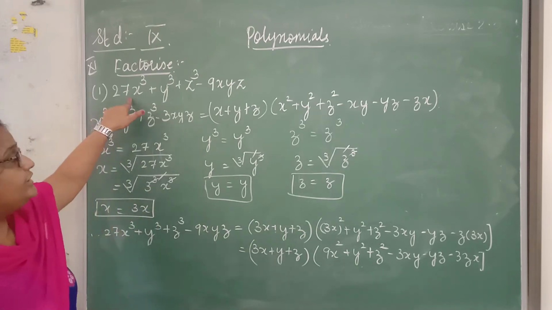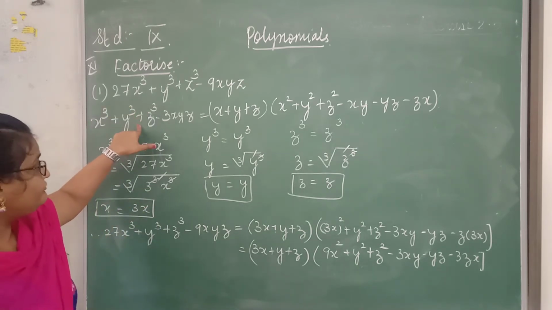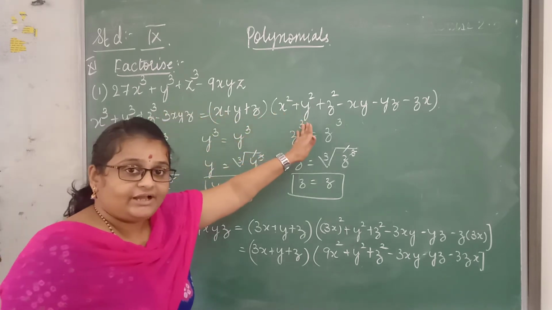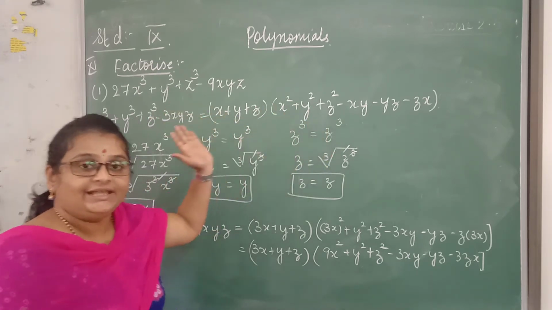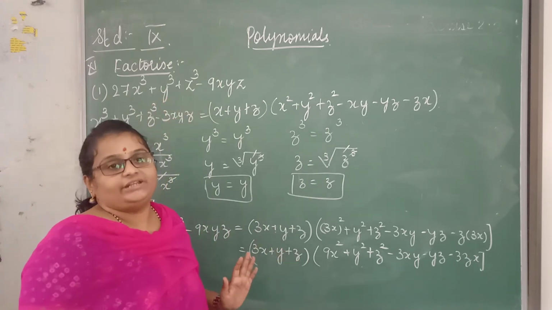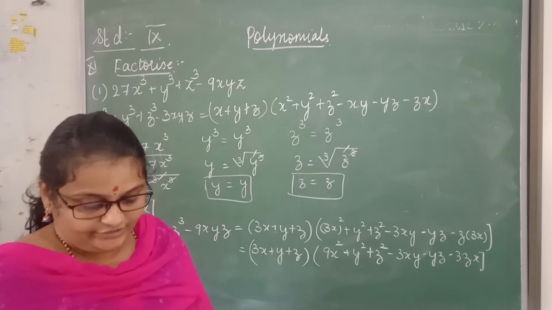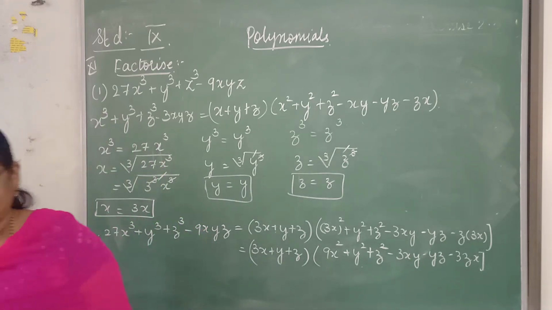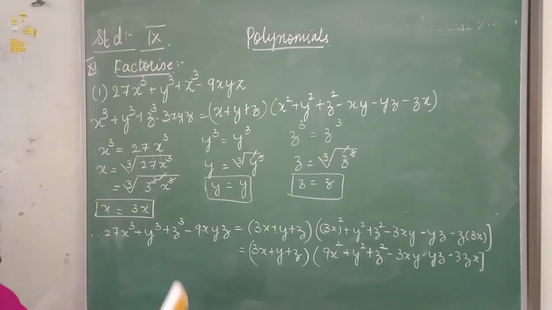So just check out the problem, identify which identity you are supposed to apply. Just write down the identity, compare the question with the identity, then go for splitting. Hope you have understood this problem. So coming to the next main, that is 12th main.